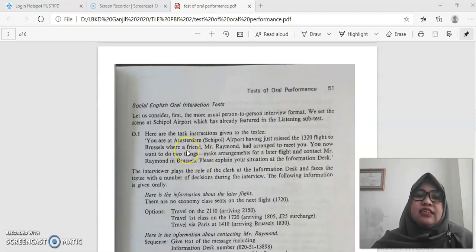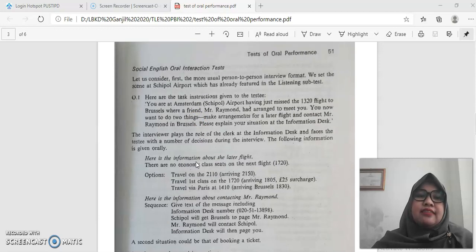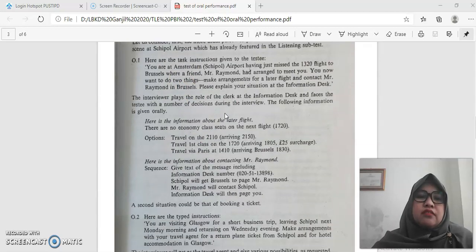Here is the example of the test. The first classification is about the social English oral interaction test. Here the topic is about a missed flight. So you provide the situation. You can read the situation here.